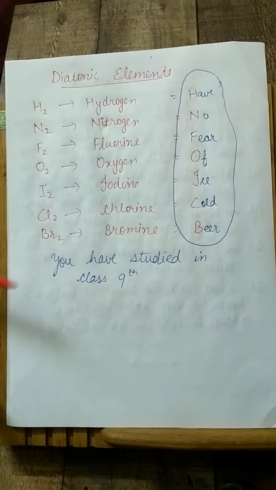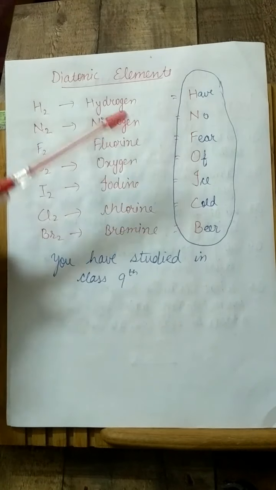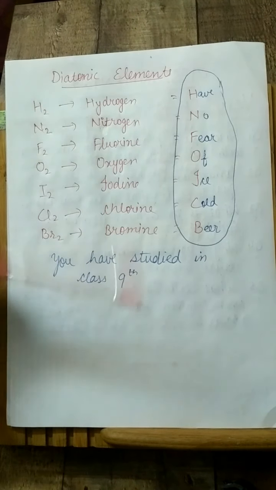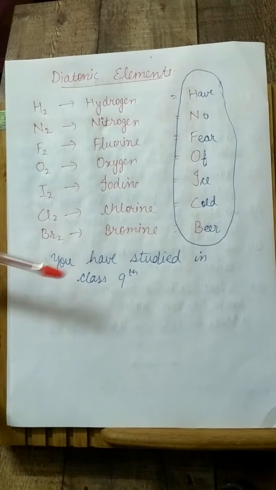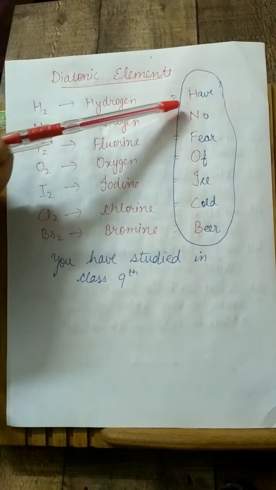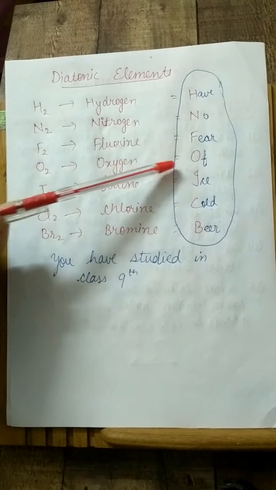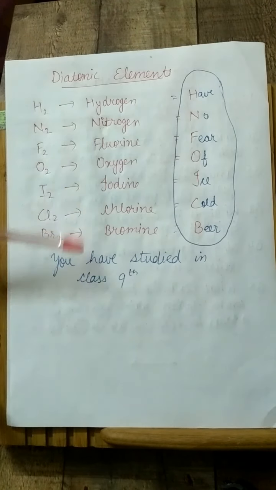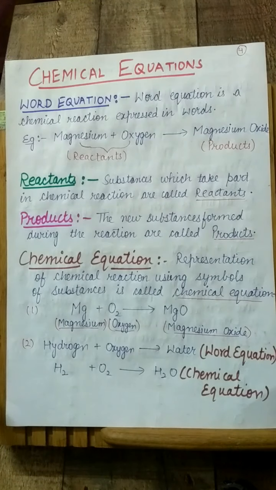And in order to learn it, I have written one rhyme here: Have no fear of ice cold beer. By learning this, you can easily learn this sequence. H, hydrogen, nitrogen, fluorine, oxygen, iodine, chlorine and bromine. This will help you to learn this series, but this is your ninth class work which I am discussing here. So I think now the chemical equation is clear to you. Now we are going to discuss our next topic.